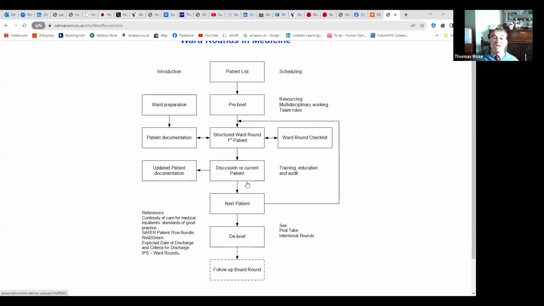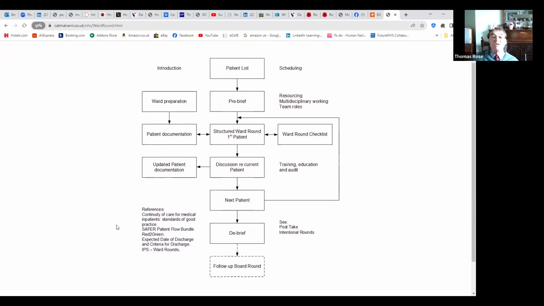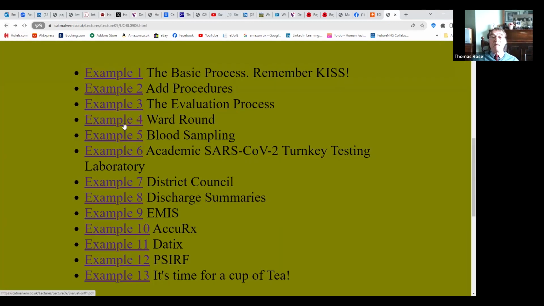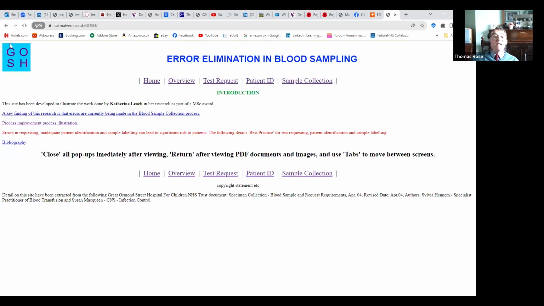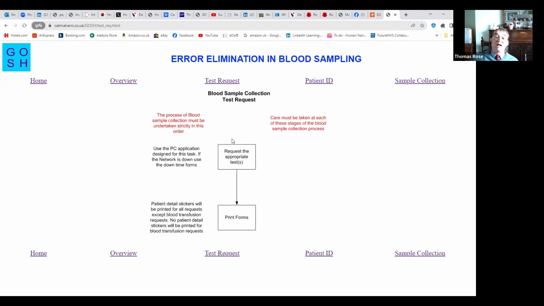Ward round, this is taken from the Royal College of Physicians document. There's more than one process involved in this. This should be subdivided into 2 or 3 different processes, but it's an illustration that I've got. And there's blood sampling. This is one that I did a long time ago to help a student, and we've got an overview of taking a blood sample, and each of these overviews can be split into smaller processes.